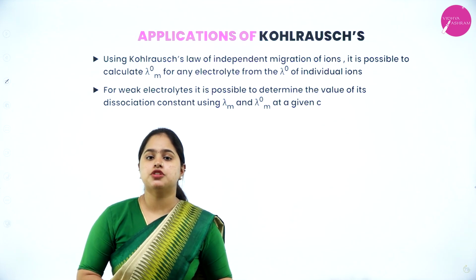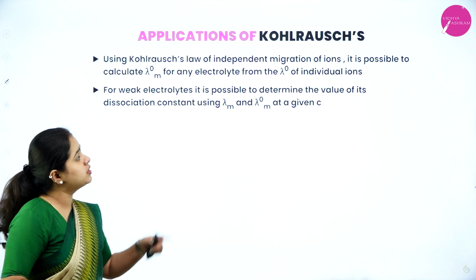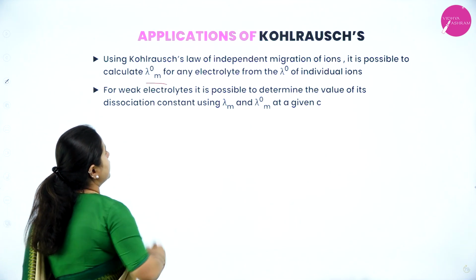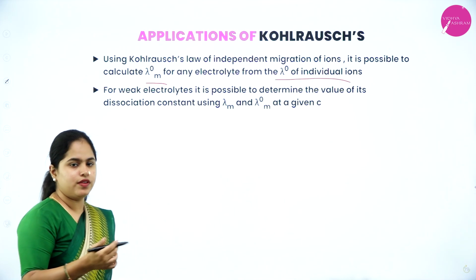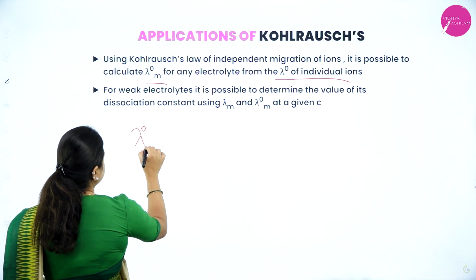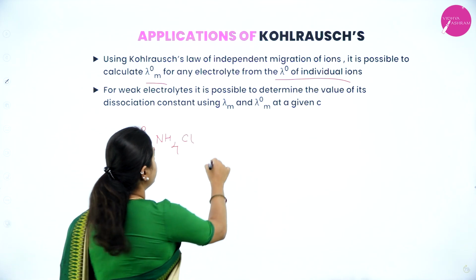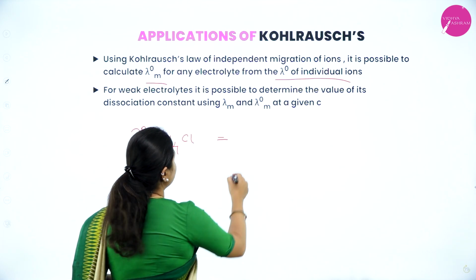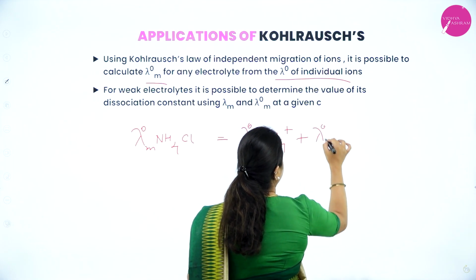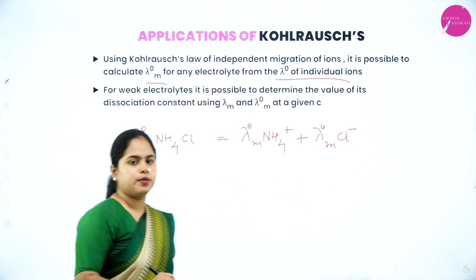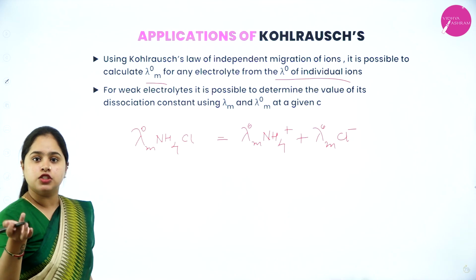Now let's see the applications of Kohlrausch's law as well. Using Kohlrausch's law of independent migration of ions, it is possible to calculate the limiting molar conductivity of any electrolyte solution from the individual ions. For example, just now we discussed ammonium chloride. If I have to calculate it, it can be calculated by the sum of the individual ions, that is the limiting molar conductivity of the ammonium ion plus the limiting molar conductivity of Cl minus. Also, for a weak electrolyte, it is possible to determine the value from the strong electrolytes.